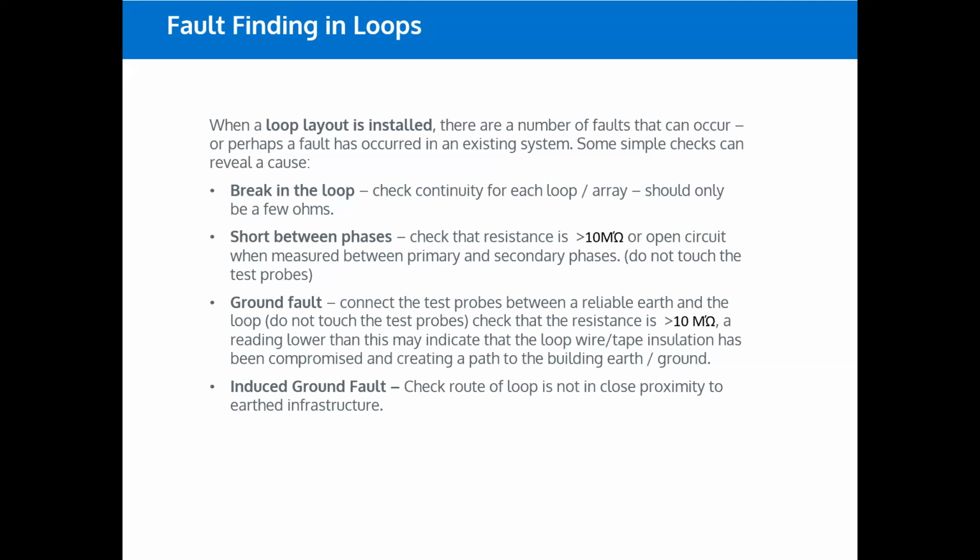Another problem that you can have is a short between phases. If you've got a phased array system, then you have the problem of one phase shorting out with the other. And we'll show you how we can resolve that as well. Another common thing, as I mentioned, was a ground fault, where you have the loop connected to the building earth, and we have a process that we can go through to methodically find the location of that ground fault. And then finally, we'll cover a little bit about induced ground faults as well.